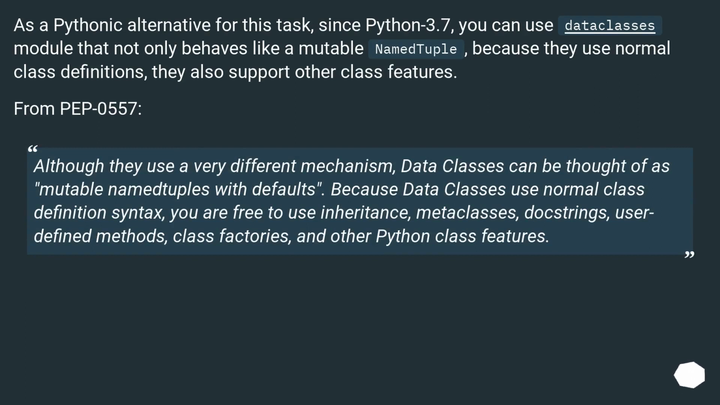As a Pythonic alternative for this task, since Python 3.7, you can use the dataclasses module, which not only behaves like a mutable namedtuple, because they use normal class definitions, they also support other class features. From PEP 557: Although they use a very different mechanism, data classes can be thought of as mutable namedtuples with defaults. Because data classes use normal class definition syntax, you are free to use inheritance, metaclasses, docstrings, user-defined methods, class factories, and other Python class features.